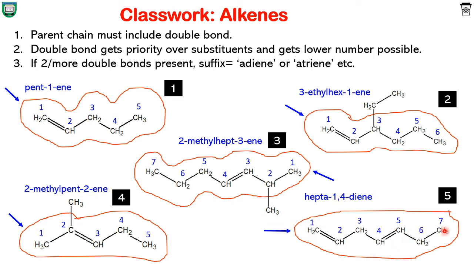We have already discussed these molecules, but let's do it one more time. Numbering from left to right so that these two double bonds get lower numbers. This has 7 carbon atoms, so hepta, we are adding a. We are adding a because this molecule contains 2 or more double bonds. So hepta, double bonds are present at the first and fourth positions, 1,4-diene.